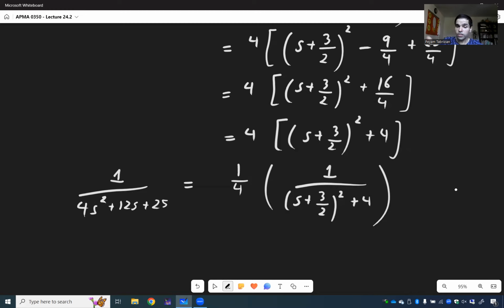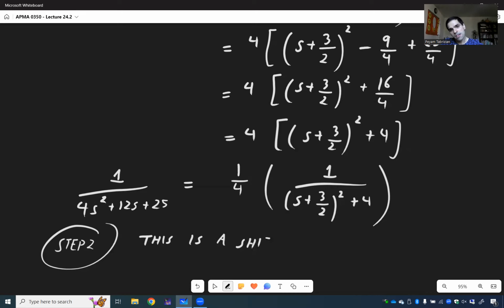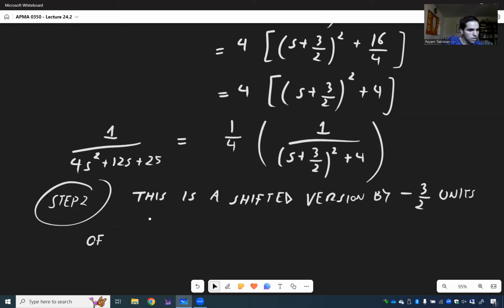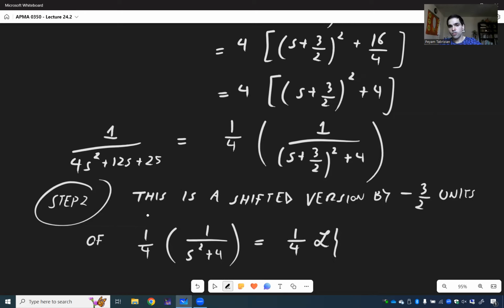And notice now it's a little bit easier to recognize this as a Laplace transform, because this is a shifted version, shifted not by 3/2 units, but by minus 3/2 units, because it's s plus 3/2, of 1/4 and then 1 over s squared plus 4, which, if you want, is 1/4 and then the Laplace transform of half sine of 2t, because sine of 2t gives you 2 over s squared plus 4.